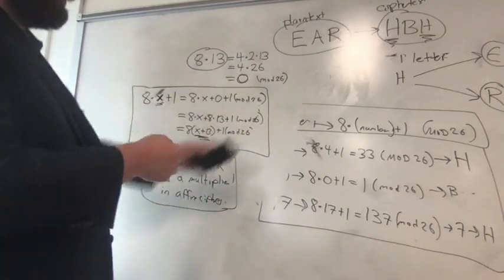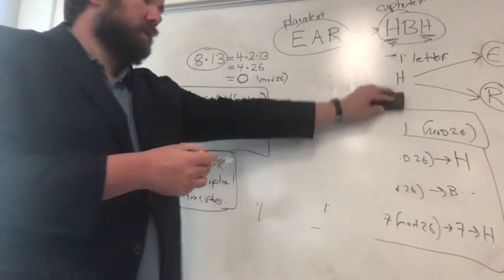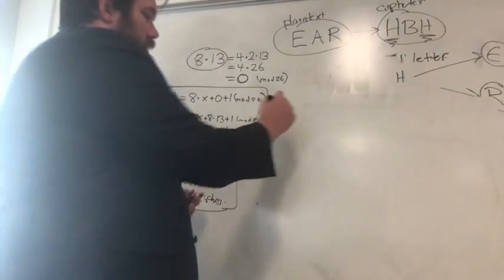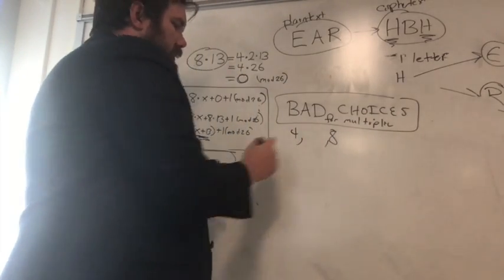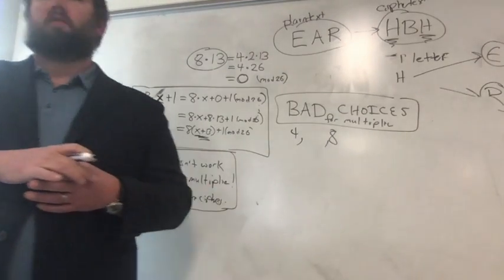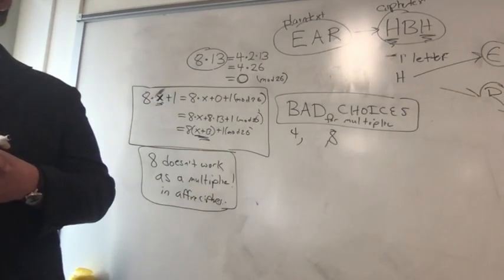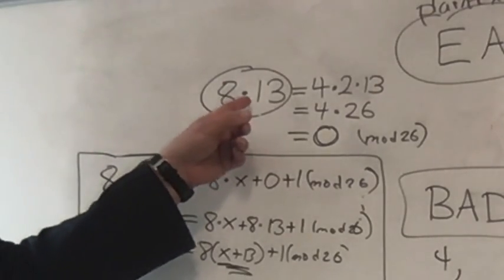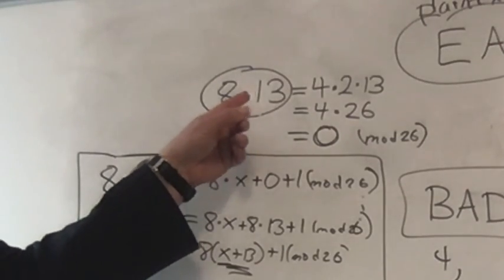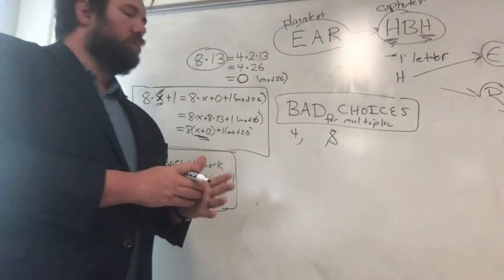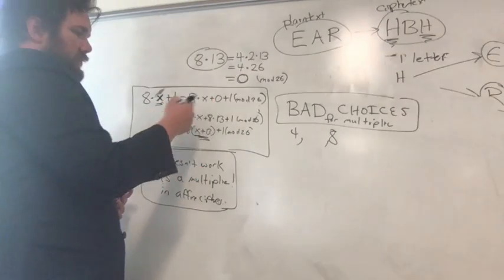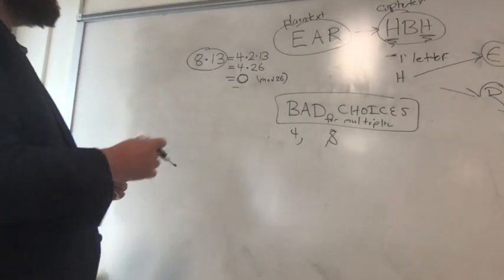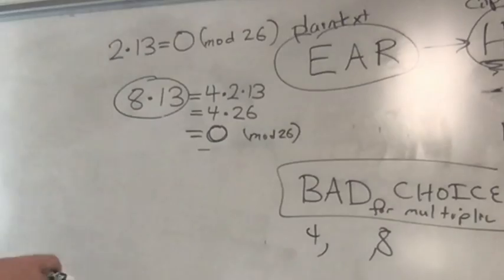So what are some other numbers that we could not use here? 8 is a bad choice for multiplier. What else would be a bad choice for multiplier? 4. 4 doesn't work. What else wouldn't work? Well, what was the problem here? The problem was that 8 times 13 was equal to 0 mod 26, right? So what else could you multiply by 13 that would give you 0 mod 26? Any multiple of 2. Why do you say any multiple of 2? Okay, so 2 times 13 is 0 mod 26, right?